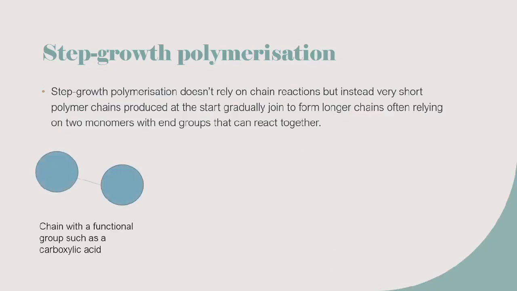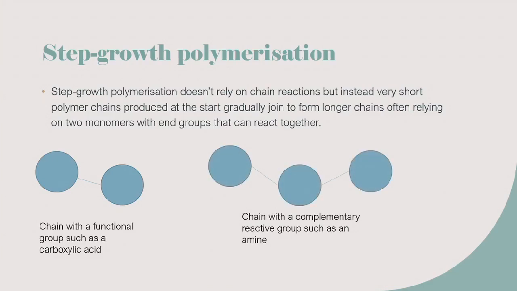Step growth polymerization differs from chain growth polymerization in the way that it doesn't rely on chain reactions, but instead short polymer chains produced at the start gradually join to form longer chains. This relies on two monomers with end groups that have complementary reactivity. For example, a chain might have a carboxylic acid group, while another might have an amine group, which can donate a pair of electrons, starting a reaction that results in the short chains joining together to form a longer chain.